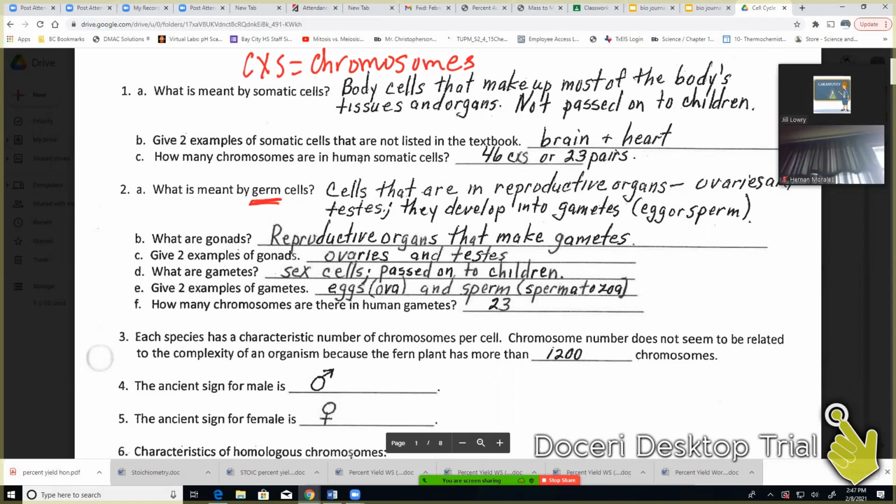Gonads are the reproductive organs that make the gametes. So for male, it's the testes, and for females, it would be the ovaries. Females with their ovary, they're born with all their eggs that they're ever going to make, where a male and his testes, they are continually making them throughout lifetime.